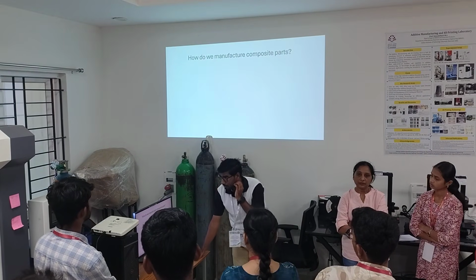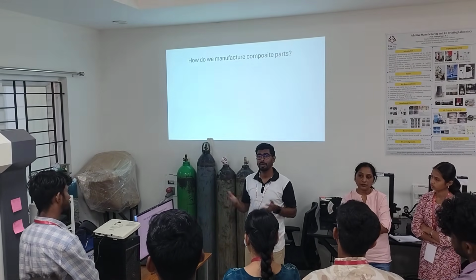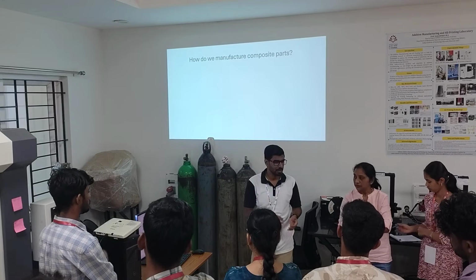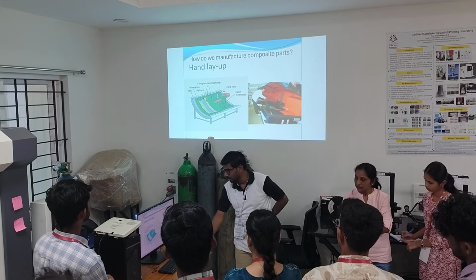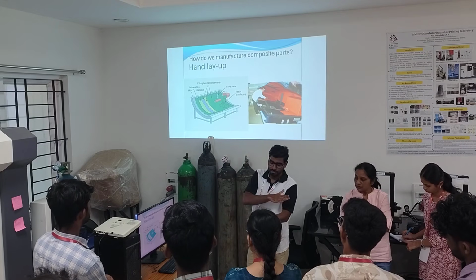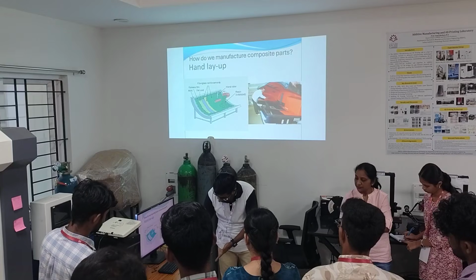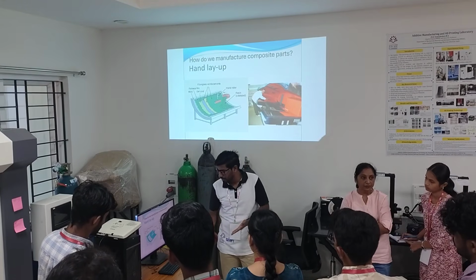Then the question comes, because there are applications in every field, how do we actually manufacture it? There are many methods. I will just go through all of them, minute by minute. First one is the hand layup method, where we place the fibers and the gel coat. If I want to place it here, I insert the release coat here so that the composite comes out easily.